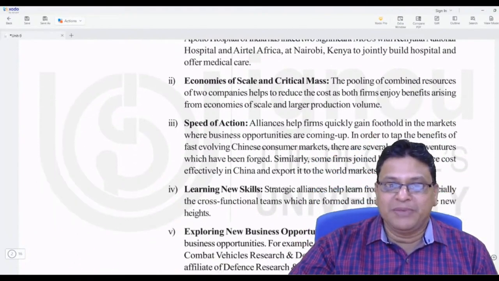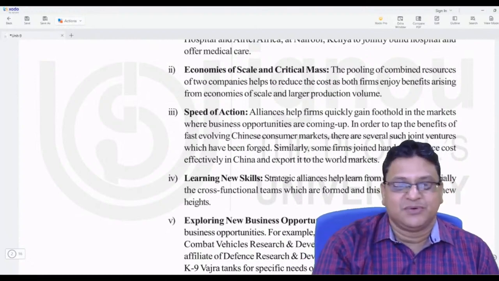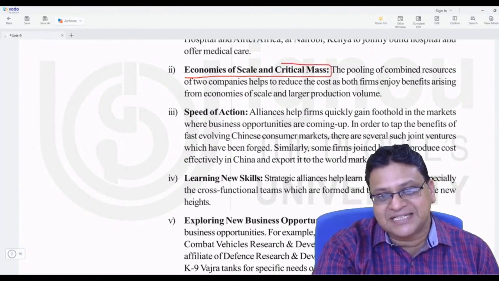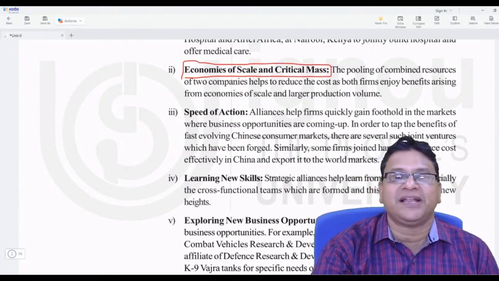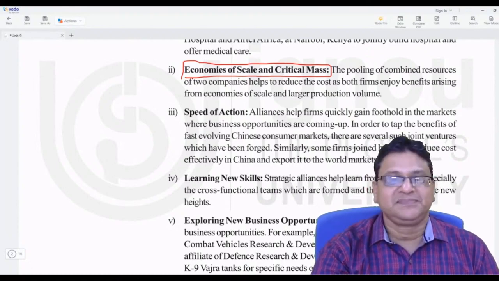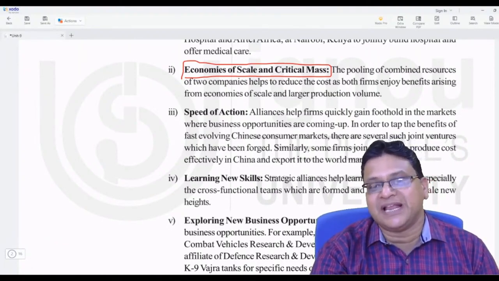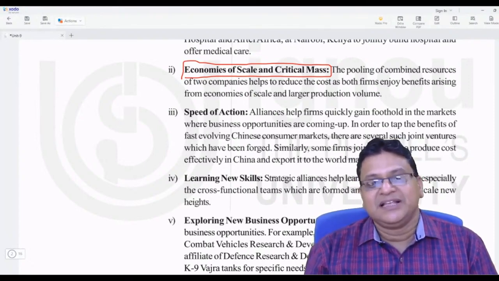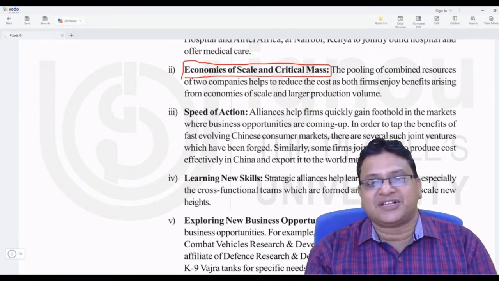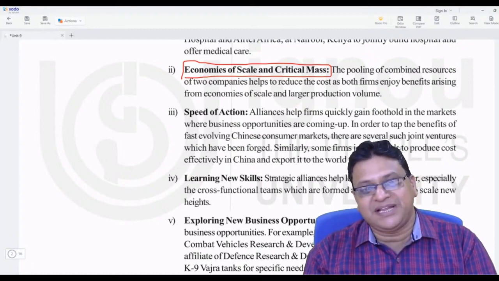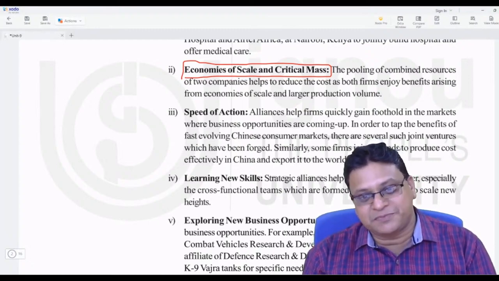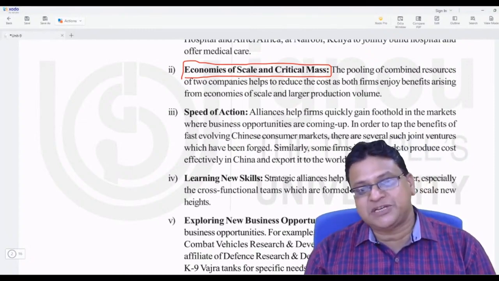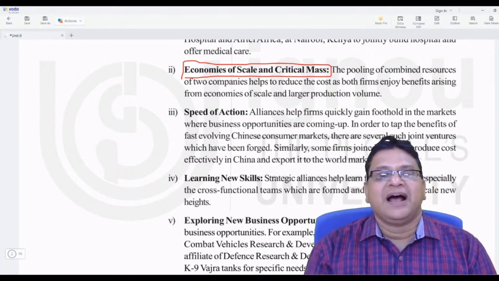Second one is economies of scale or critical mass. What is economies of scale? We know that when you produce a product on a large scale, in large quantity, per unit cost comes down. This is known as economies of scale. When you form an alliance, the market becomes large. If the market is large, you produce in large quantities, and you get the benefit of economies of scale and large scale production. So in order to get the benefit of economies of scale, people also go for alliance.